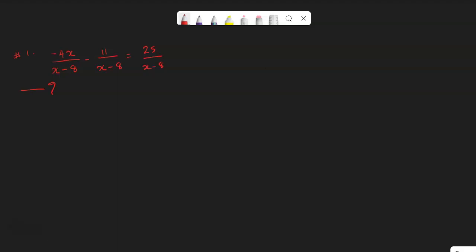The first problem is negative 4x over x minus 8, minus 11 over x minus 8, equal to 25 over x minus 8. To solve this, always look at the denominator. See here the denominator is x minus 8, here also x minus 8, here also x minus 8. If the denominator is the same, things will be very easy.